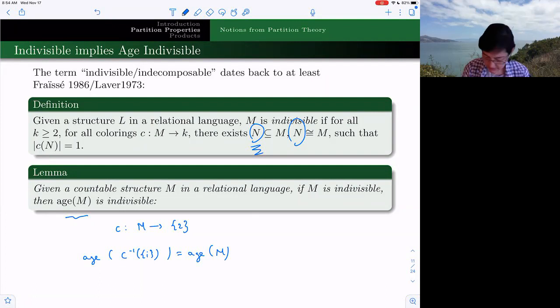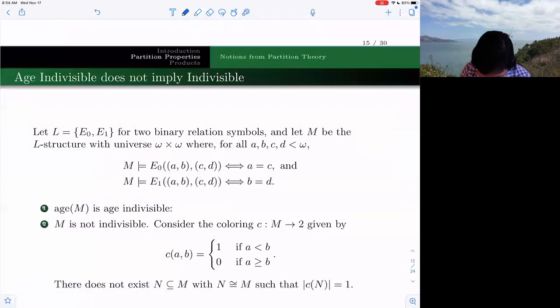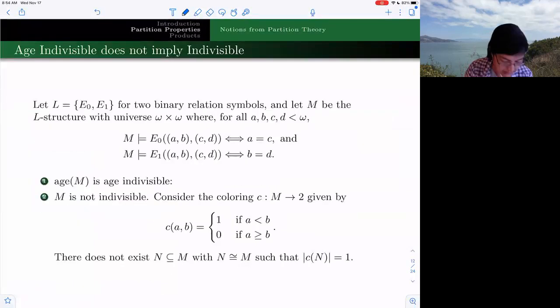But you might like the next example. I want to say that throughout this work, my colleague, Miriam Parnas, is a wizard with counterexamples, and she's coming up with these strange classes without the hereditary property, without joint embedding, lots of interesting graph classes. So really grateful to all the examples she came up with. Okay, for this one, let's try to argue that it's age indivisible, but it's not indivisible.